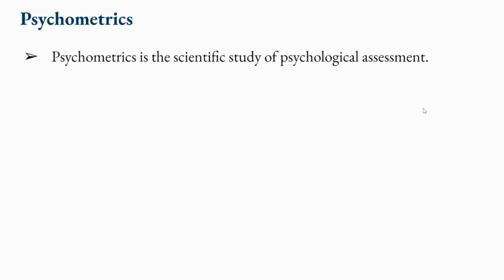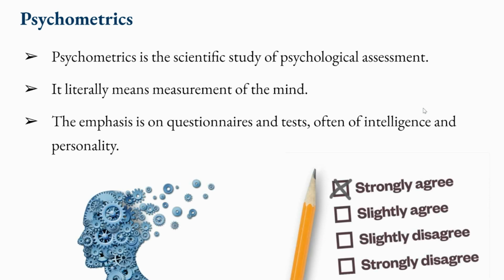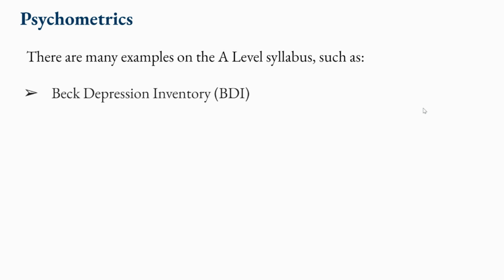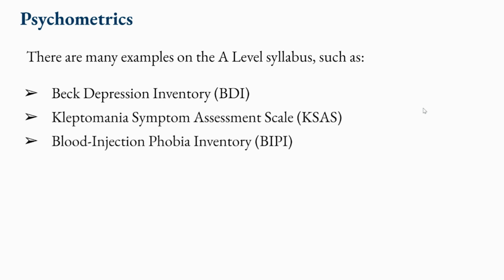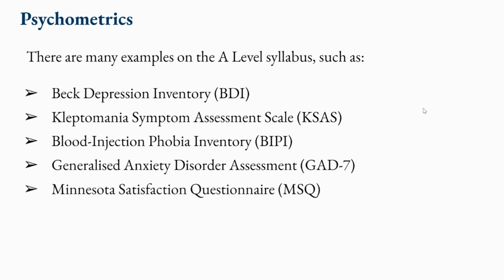Psychometrics is the scientific study of psychological assessment. Essentially, self-reports are psychometrics. It literally means measurement of the mind. The emphasis is on questionnaires and tests like IQ tests, personality tests. But neither of which actually are a big part of the A-level syllabus. The psychometrics we'll look at are things like the Beck Depression Inventory, the Kleptomania Symptom Assessment Scale, Blood Injection Phobia Inventory, Generalized Anxiety Disorder Assessment. There's also a couple of measures for OCD.